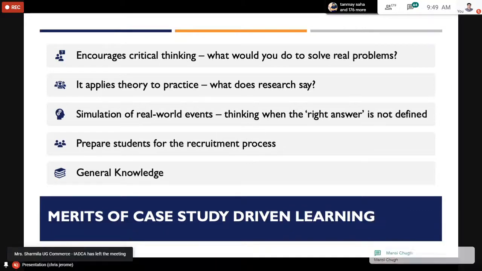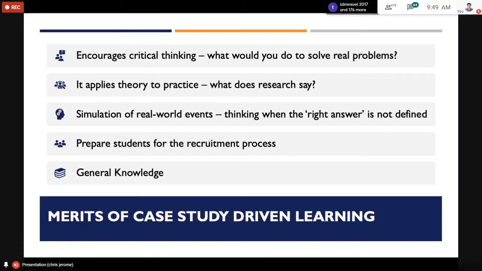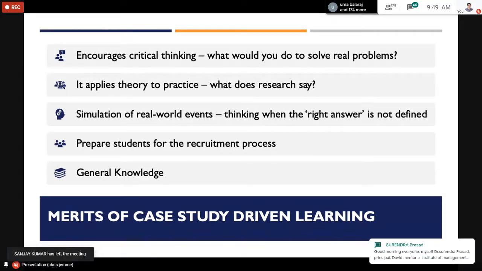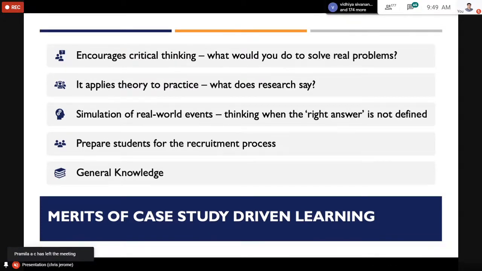I've listed some of the merits of a case study-driven learning approach here. One, it encourages critical thinking. How would you solve a real problem? It forces students to think about real problems that are confronting businesses and industries today. Second, it is the application of theory to practice. When solving a case study, the student looks at different academic research, identifies what specific research is applicable to the problem at hand, and then applies the key findings of the research to solve the problem.